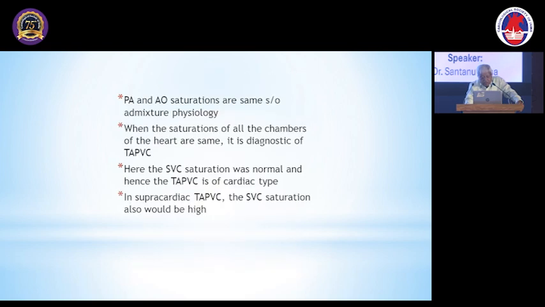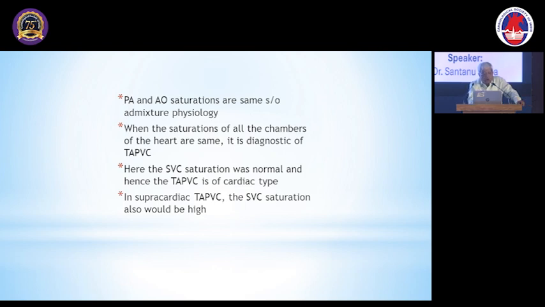There is a right to left shunt, net right to left shunt. Aorta is desaturated. So a right to left shunt is there. Look at the pressures. RV pressure is 96. PA pressure is 20. So there is a pulmonary stenosis. Look also at the LV pressure. It is similar to RV pressure. So there is a non-restrictive VSD.